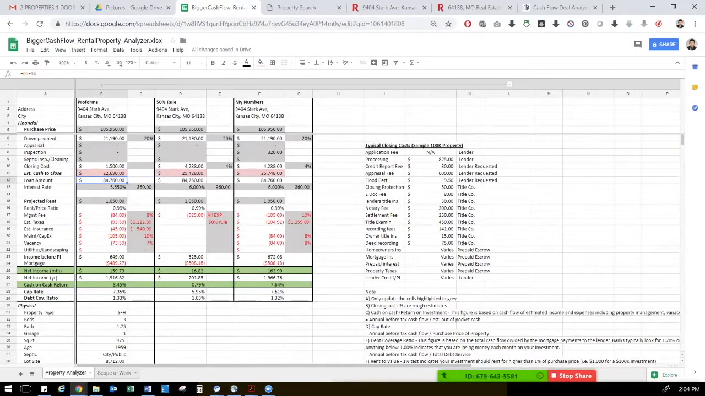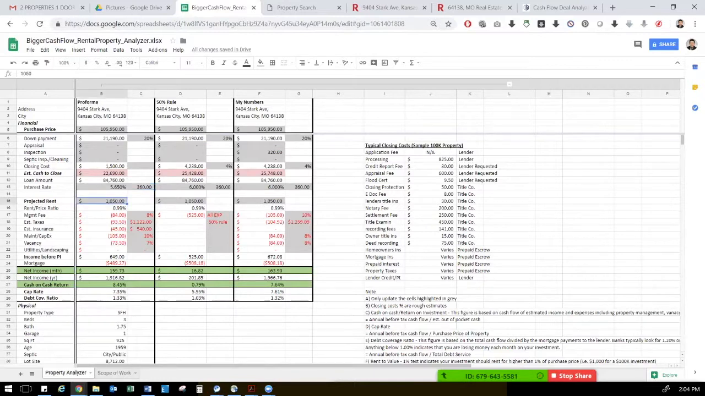Now, this is the loan amount. This is basically your purchase price minus your down payment of 20%. So you are going to have an 80% loan to value. Interest rate on the pro forma, they gave me a 5.65% amortized over 30 years or 360 months.